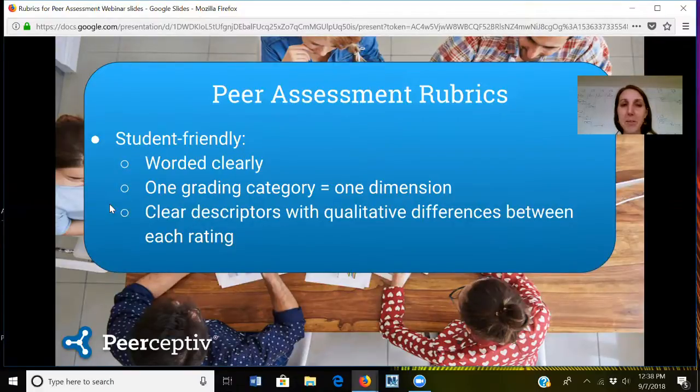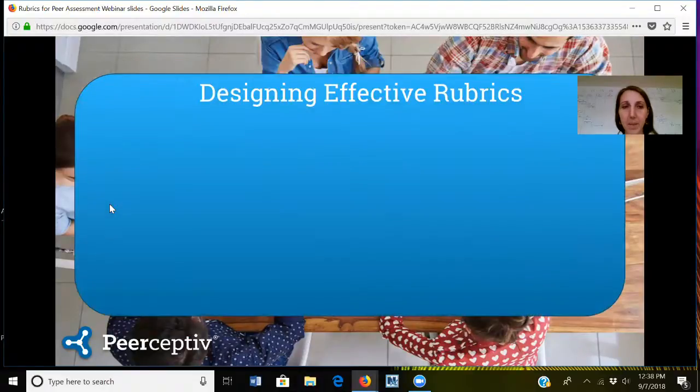And remember, these need to be so clear and so easy to understand that a student who may have never used a rubric before can easily understand the rubric and use it to assess other documents in a way that you or another instructor might.